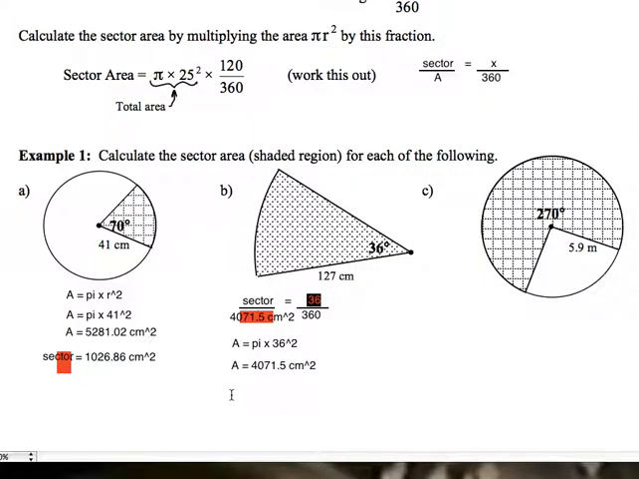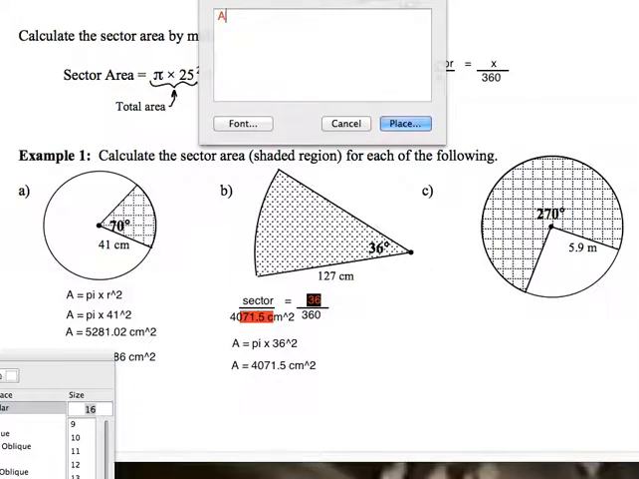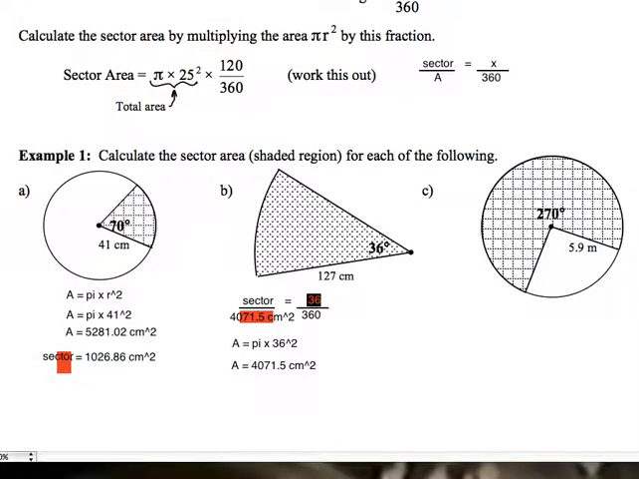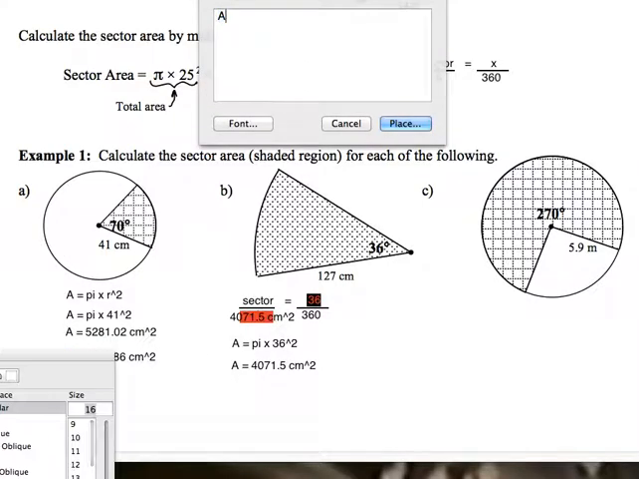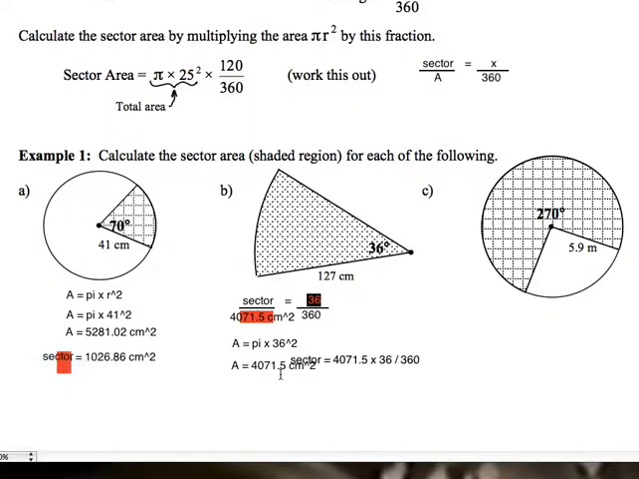Let me write it out here again. Sector was equal to, I did 4,071.5. I multiplied that by 36, and then I divided it by 360. And that gave me my sector area, which ended up being 407.15 centimeters squared.